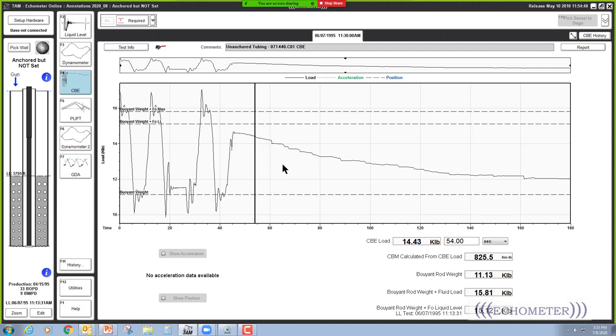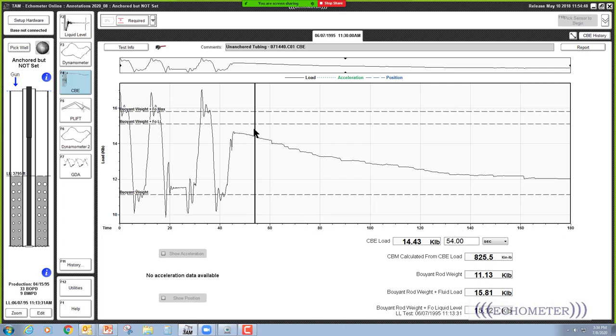Well, here's a CBE test. If you look at this in the software, there's a CBE button, and I've got the experimental mode turned on my computer. We have a CBE button right here where the test was done, and this line right here is the time at 54 seconds where the crank stayed level and didn't move when we released the brake. And so that became the CB load that we measured of 14,430 pounds.